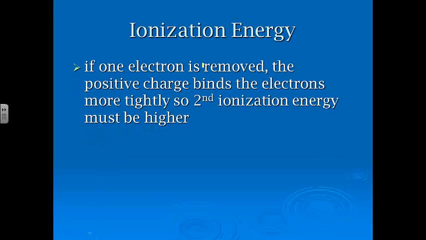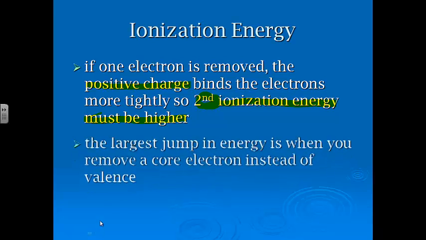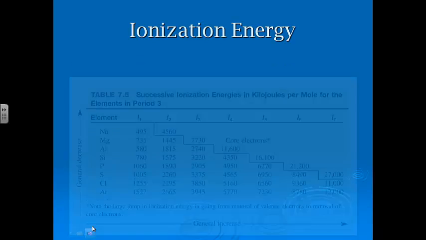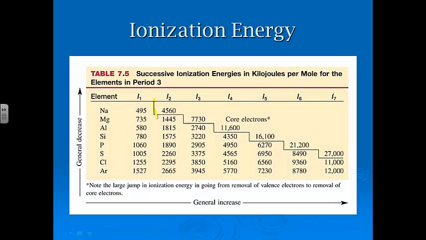All right, now the other thing that happens is that if one electron is removed, the positive charge binds the electrons more tightly. So the second ionization energy must be higher than the first. The largest jump in energy is when you then try to remove a core electron instead of a valence electron. So if we look at these, this line separates a huge major jump, and this is when you form those cores. So for example, for sodium, it's pretty willing to give up that first electron. Only takes 495. This is kilojoules per mole.